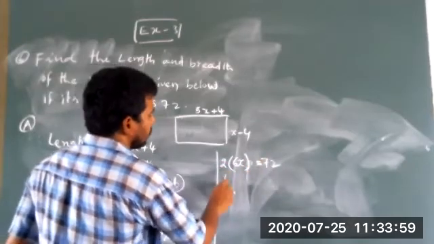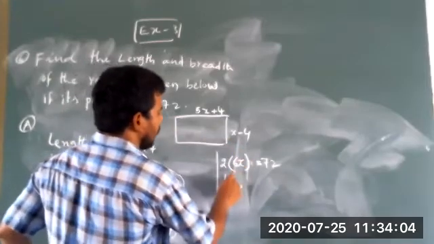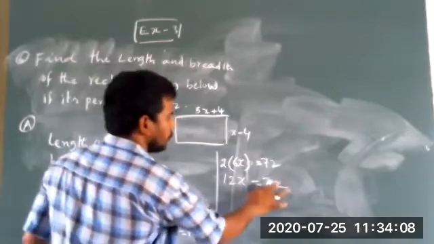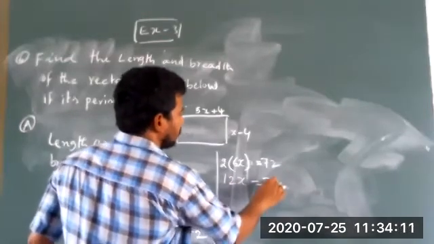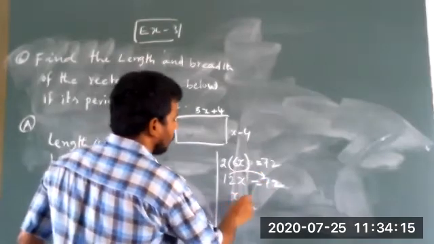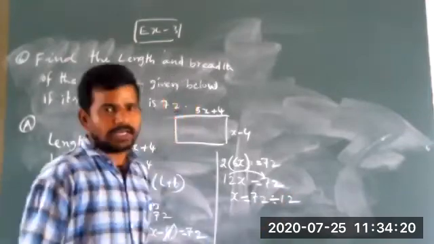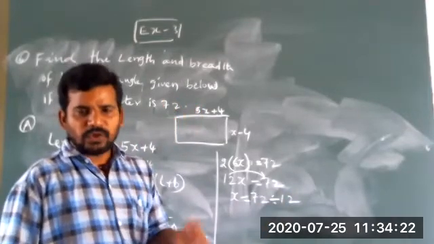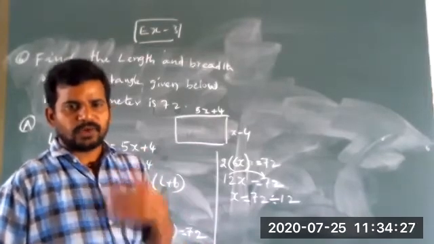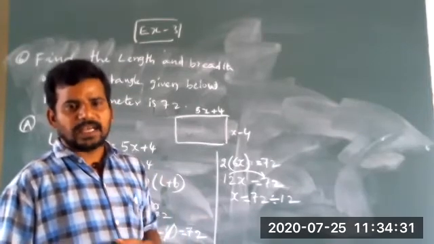2 sixes are how much? 2 of 6x means you have to do multiplication. 2 sixes are 12x equal to 72. This 12 is sent to the RHS side. So x equal to 72 divided by 12. Take the 12 table. 12 1 is 12, 12 2 is 24, 12 3 is 36, 12 4 is 48, 12 5 is how much? 60, 12 6 is 72.